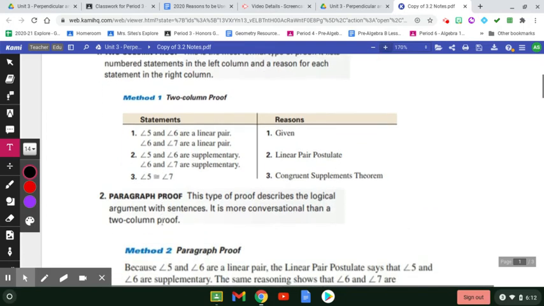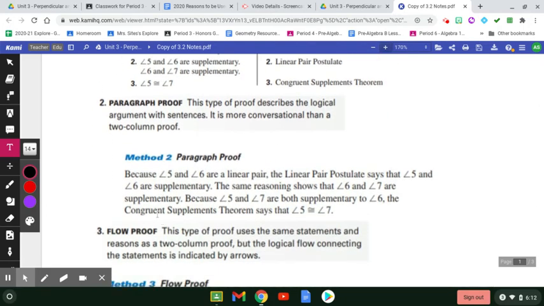How a paragraph proof works is it's a type of proof that describes the logical argument with sentences. So instead of being set up in two columns, it just explains in sentences what's going on. So it says: because angle 5 and angle 6 are a linear pair, the linear pair postulate says that angle 5 and angle 6 are supplementary. The same reasoning shows that angle 6 and angle 7 are supplementary. Because angle 5 and angle 7 are both supplementary to angle 6, the congruent supplements theorem says angle 5 is congruent to angle 7. So that's how a paragraph proof works.